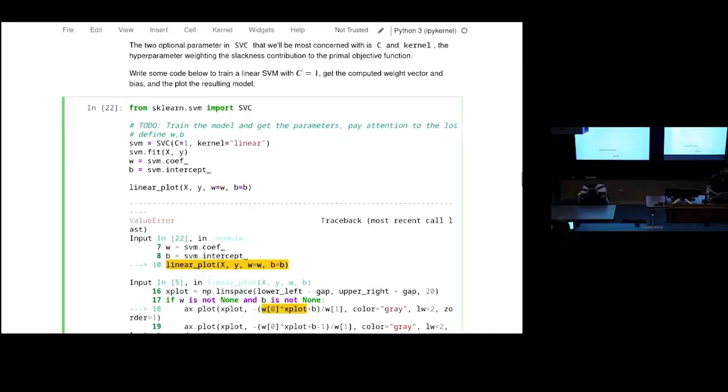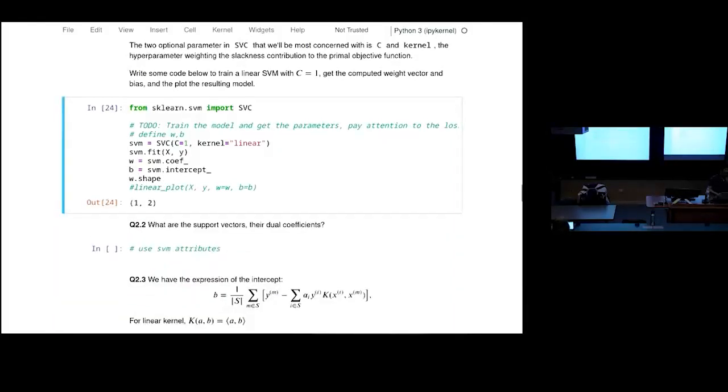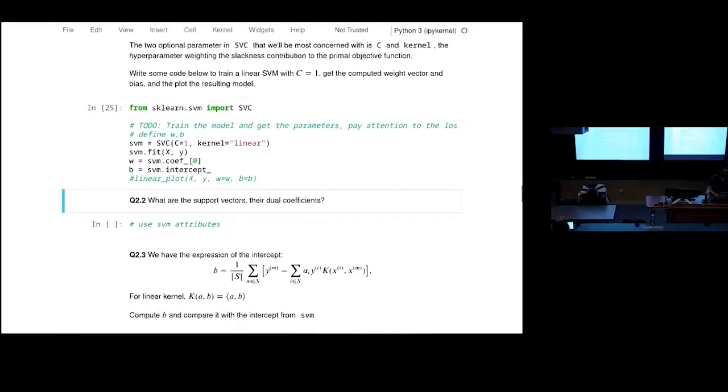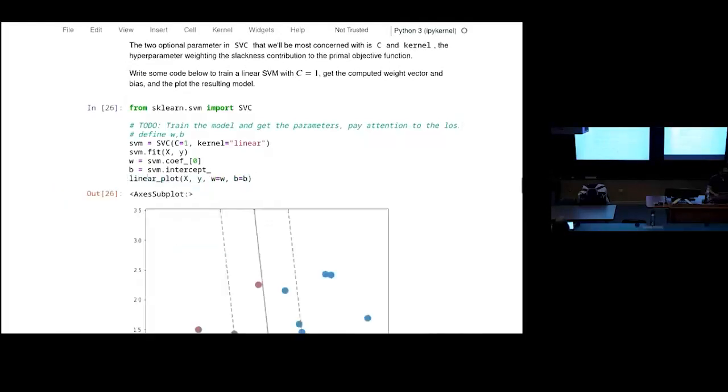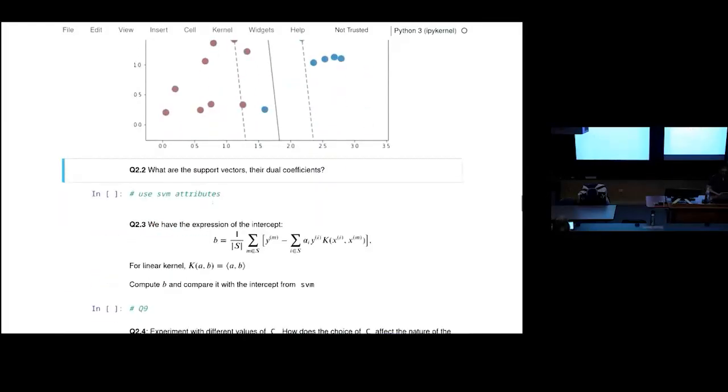All right, so we have a shape problem here. Let's look at the shape of W here. Yeah, it's 1, 2. Okay, we're just going to use the first. There you go. This is what I get for coefficient 1. We're going to play with C later, but let's start identifying the support vectors, okay?